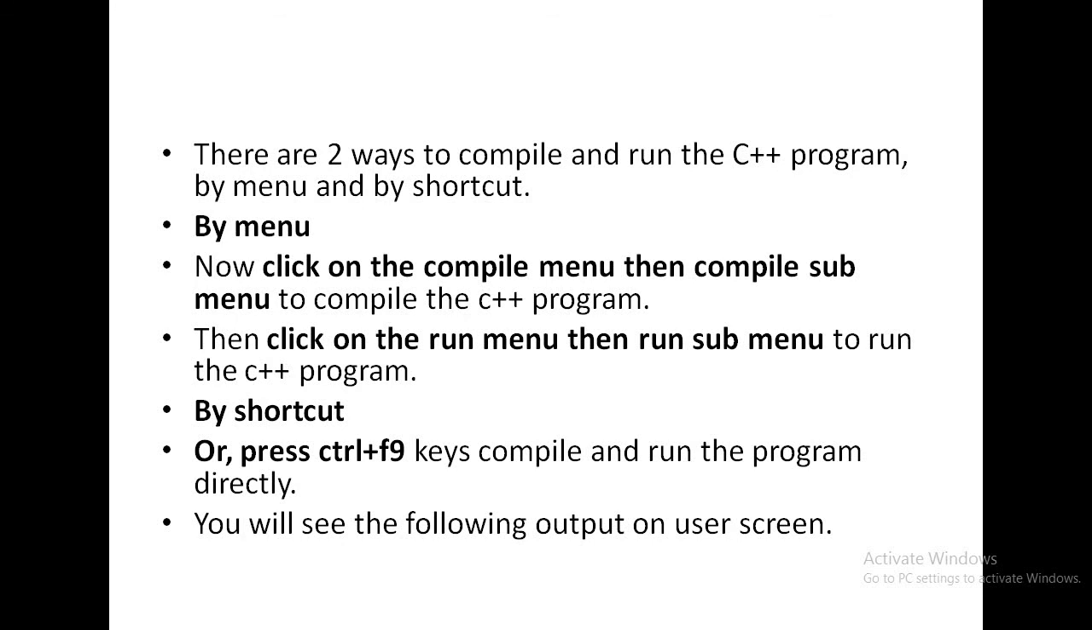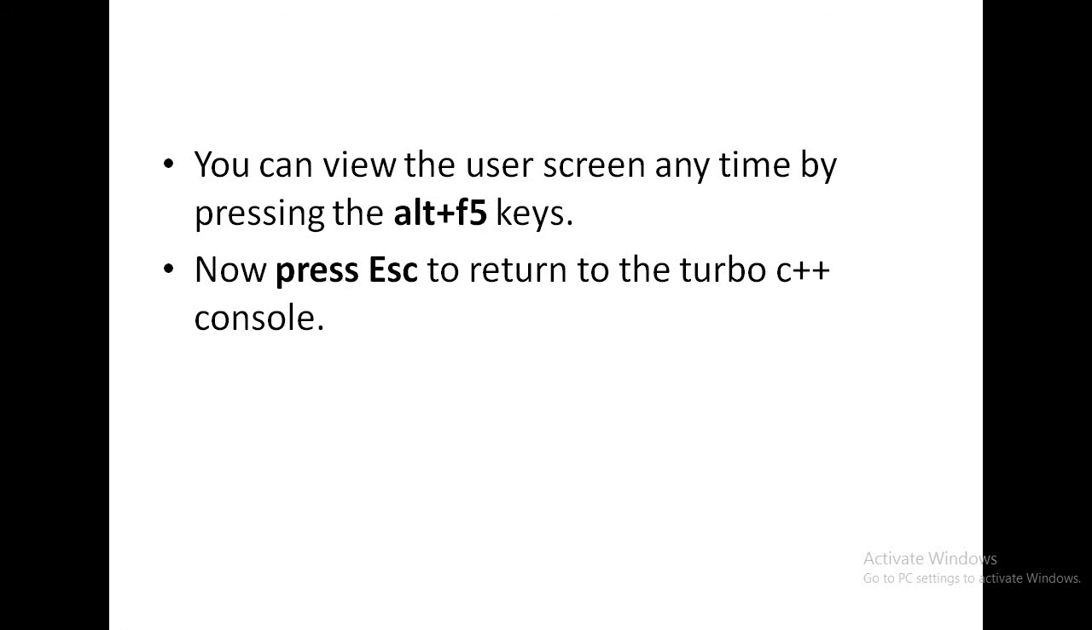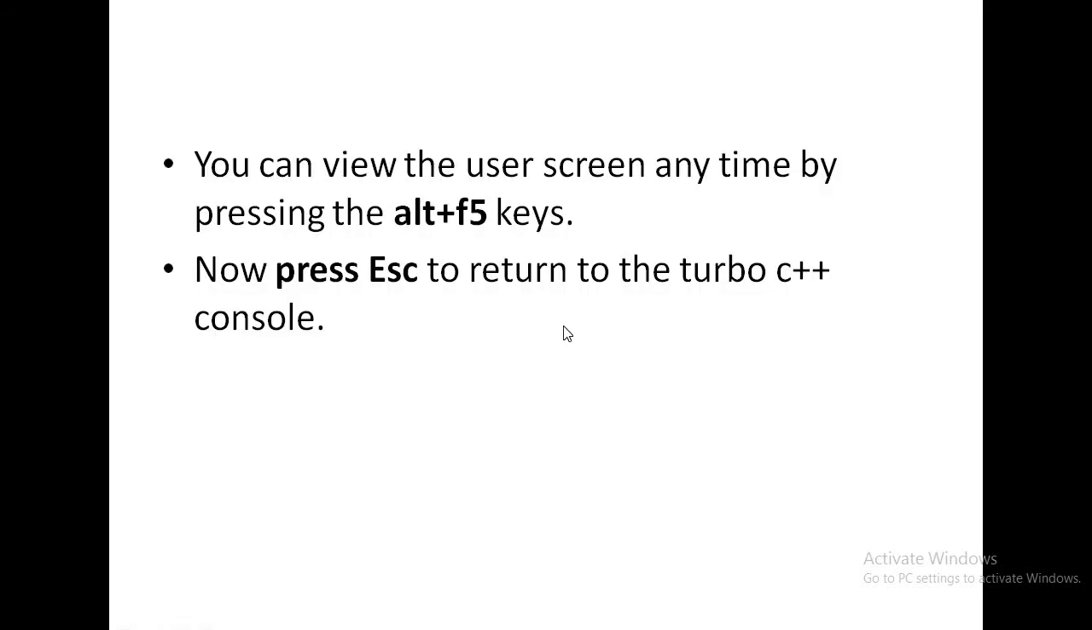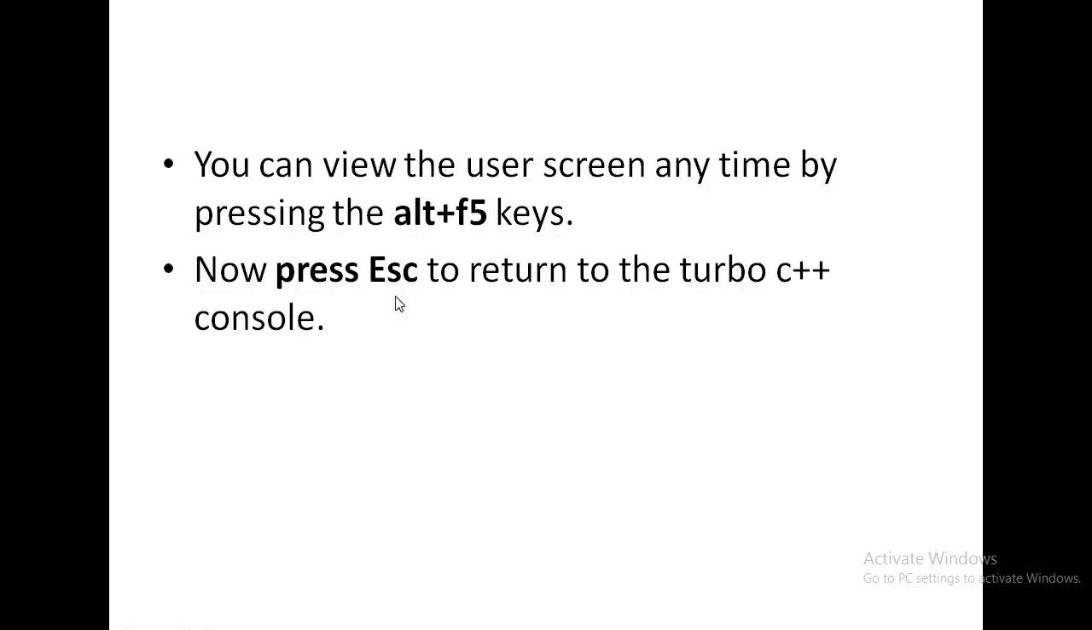After successful completion of your execution process, you are able to see this message on your screen: Welcome to C++ program. You can view the user screen anytime by pressing the Alt plus F5 key. What is the work of Alt plus F5? Whenever you press Alt plus F5, you see this screen anytime. And press the escape button to return to the Turbo C++ console. After seeing this screen, press the enter key or the escape key.